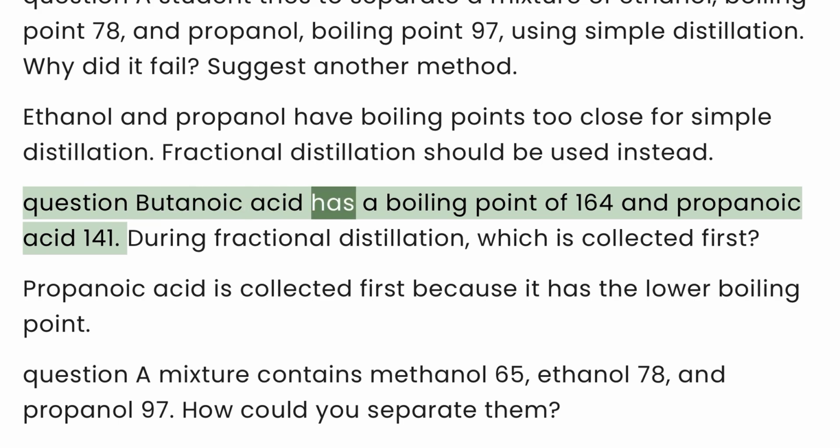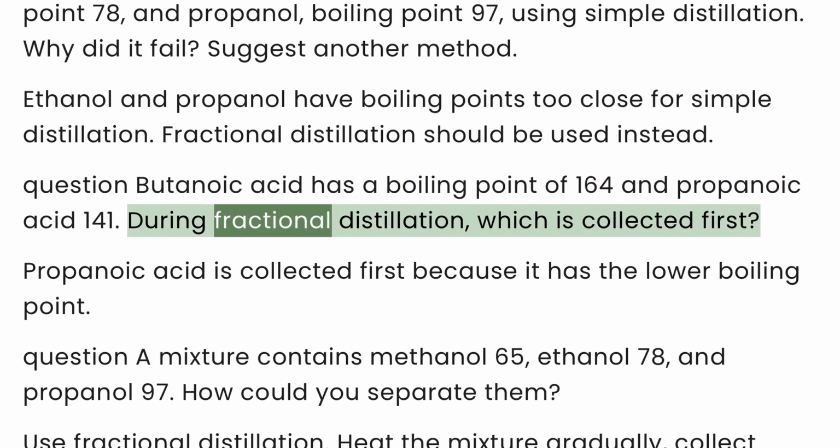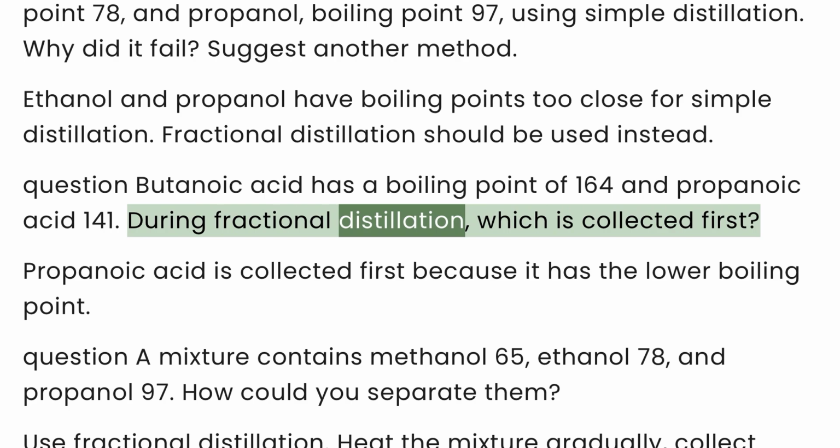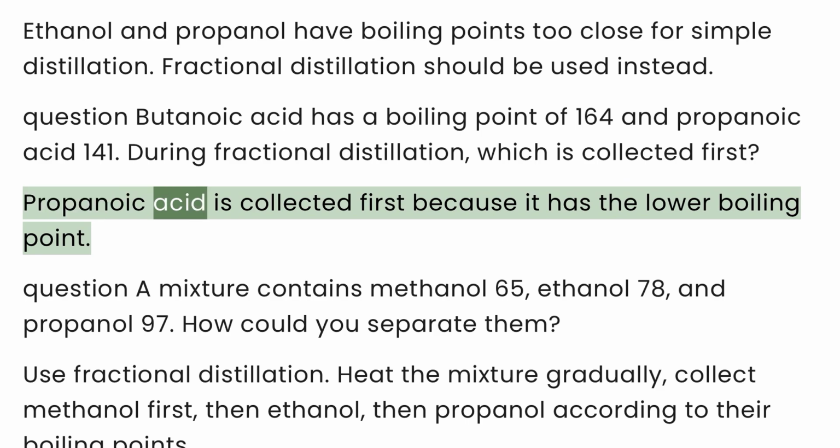Butanoic acid has a boiling point of 164 and propanoic acid 141. During fractional distillation, which is collected first? Propanoic acid is collected first because it has the lower boiling point.